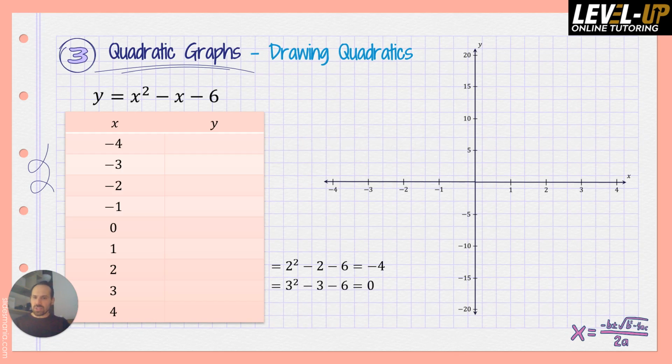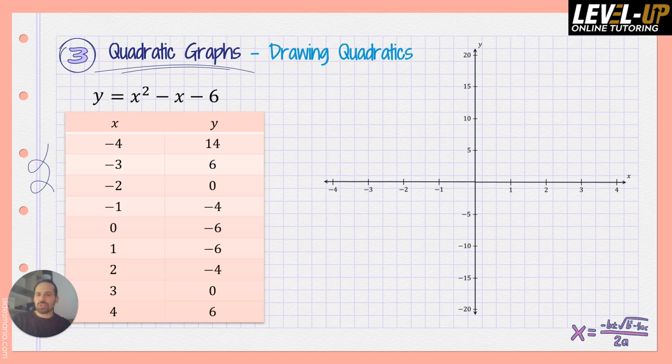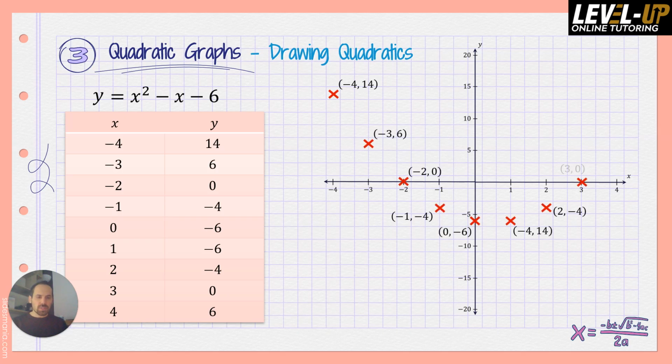And the positive ones down there will be a little bit more straightforward. Substitute them in, use your rules of BIDMAS. You might want to try it for some of the others, but if you calculate them all out, you'll get something like this. And then here's a bunch of coordinates. We have -4, 14 as one coordinate, -3, 6 as another, -2, 0 as another. And if we plot all of those, you can see a shape forms.